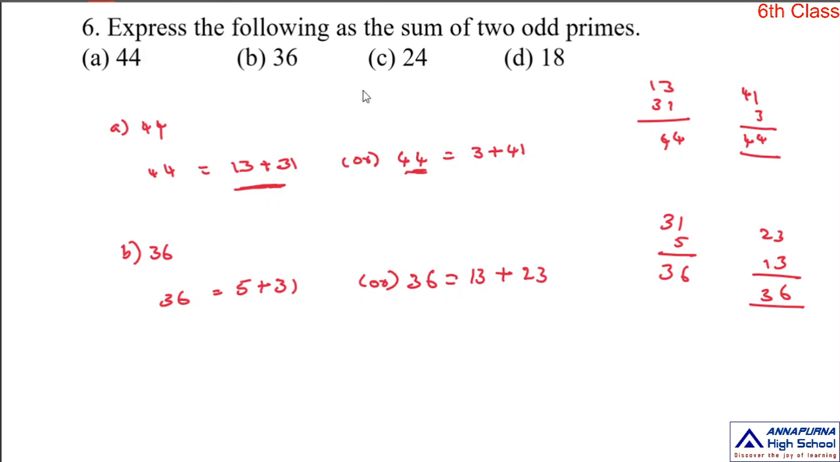Next, in the same way, 24 and 18 you can express as the sum of two odd primes. Let's stop here. Remaining problems we will do in the next video. Thank you for watching.